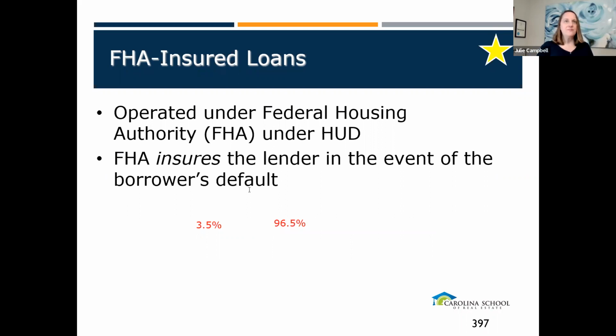Is that crazy? How can they give you 96.5%? Because they have the safety net of the government. They have that protection. They have that insurance in the event of the borrower's default. Again, the process is tighter than a conventional.